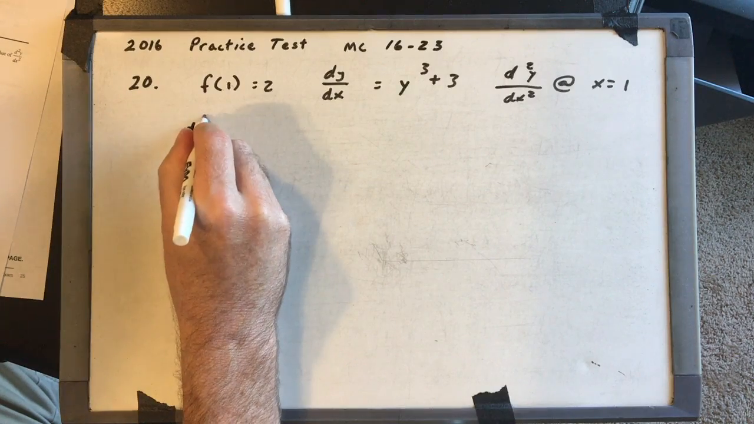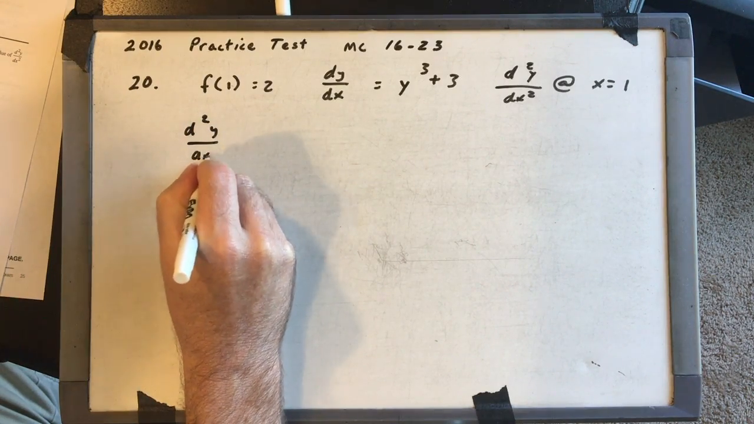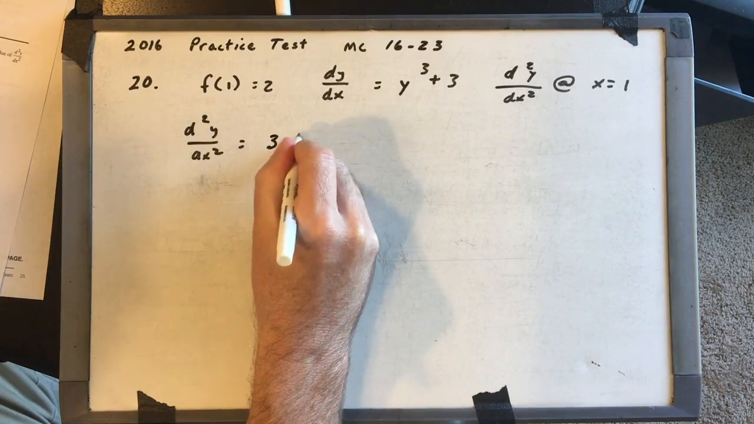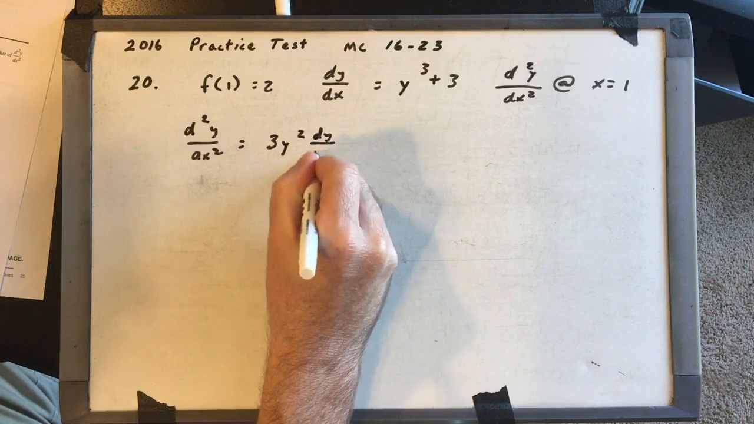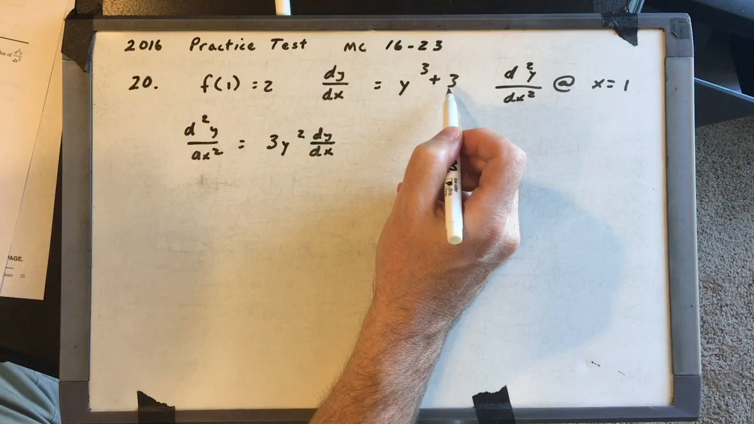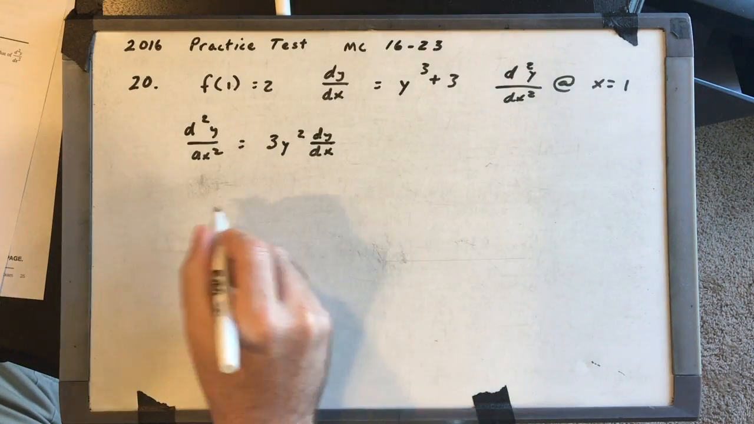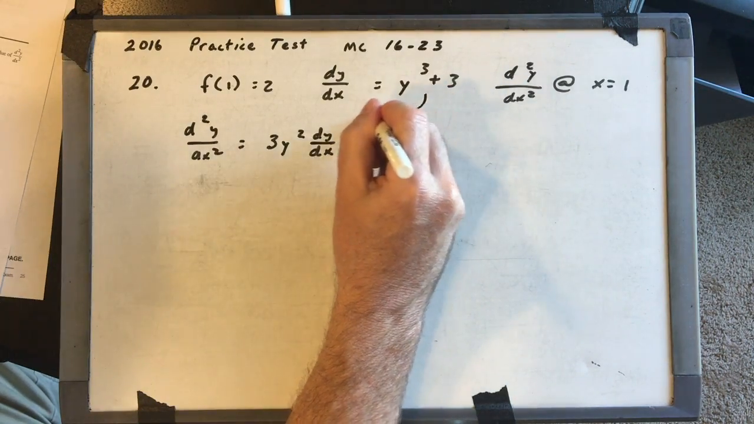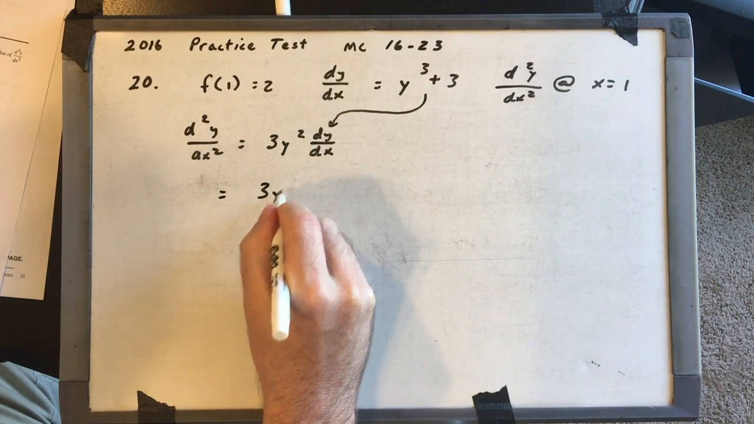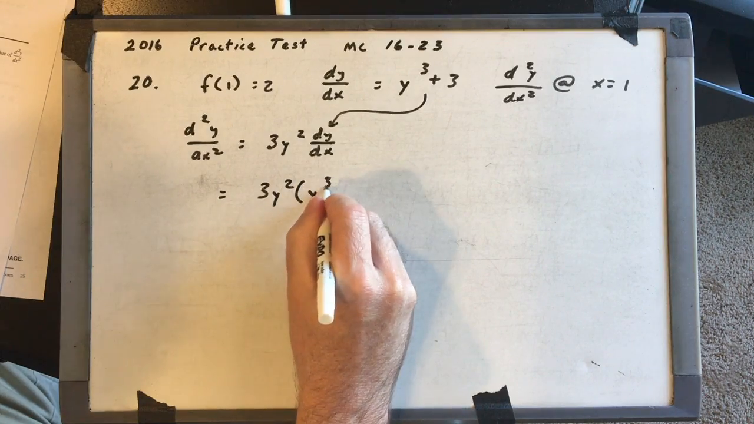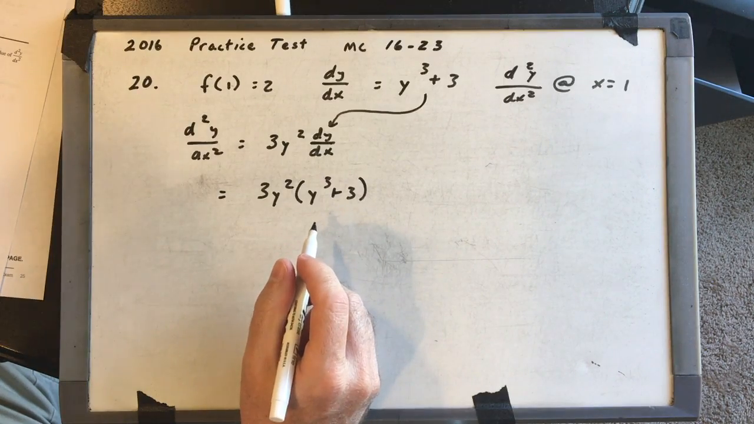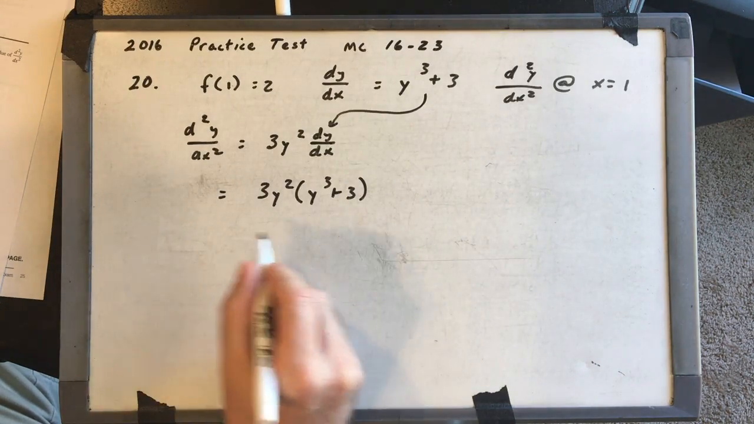So the second derivative is going to be, let's bring that 3 out front, so it's going to be 3y squared, but don't forget the dy dx, and then the derivative of 3 is 0. So we know that dy dx is y cubed plus 3, so we can just plug that in. We've got 3y squared times y cubed plus 3. Okay, so there's no x's there, but we know that our y value is 2.